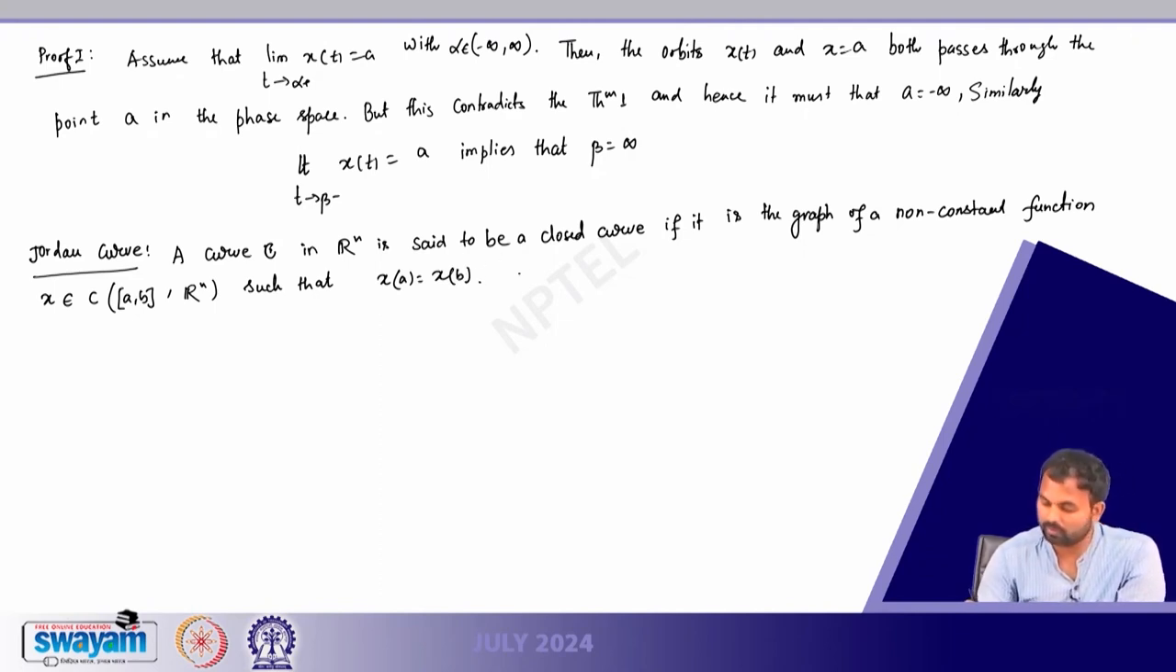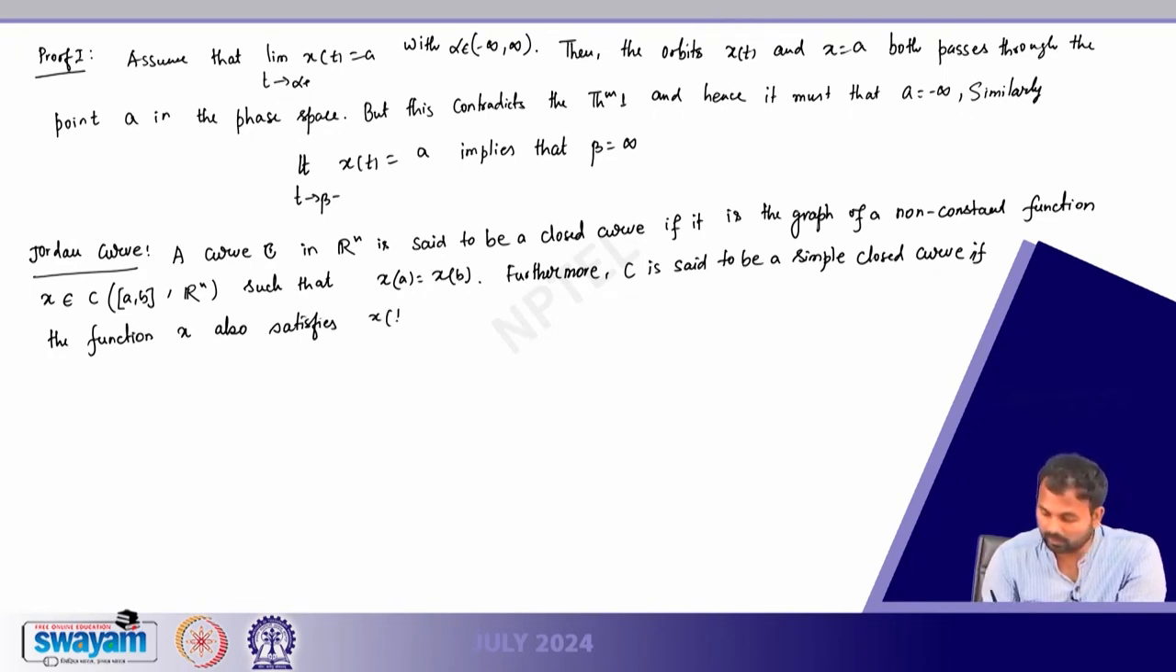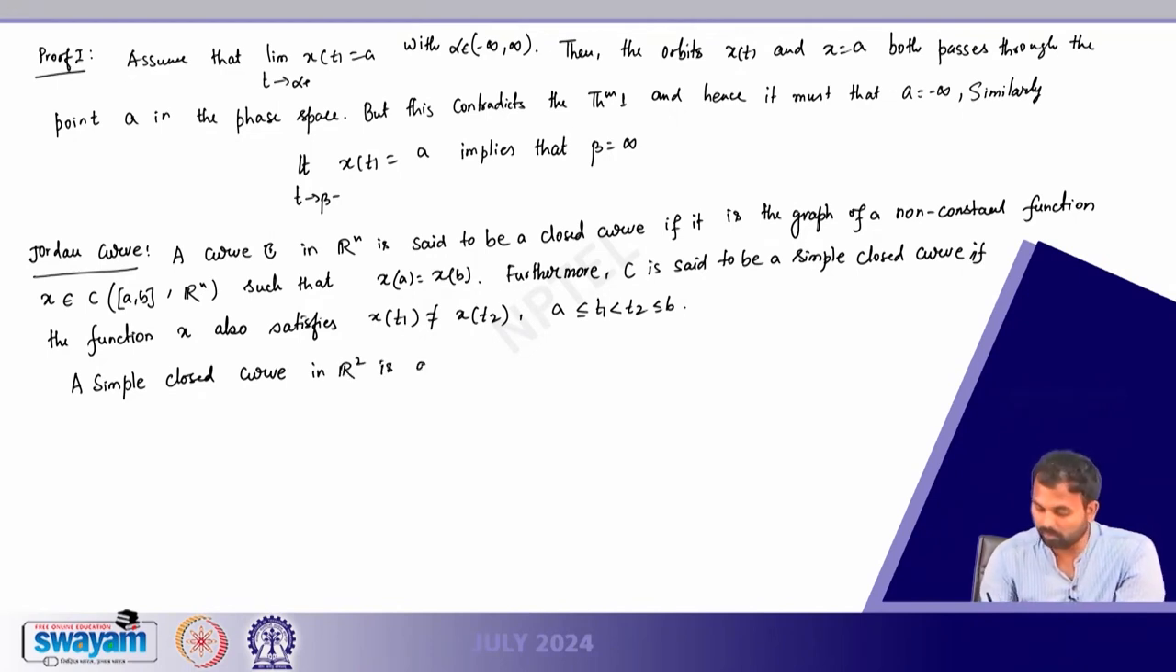Furthermore, C is said to be a simple closed curve if the function x also satisfies x(t1) is not equal to x(t2) for a less than or equal to t1 less than t2 less than or equal to b. And a simple closed curve in R^2 is also called a Jordan curve.